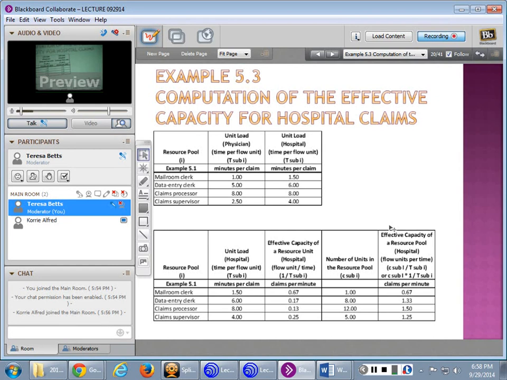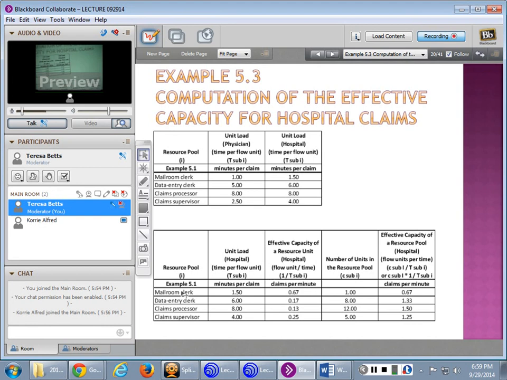Table 5.3 contrasts the unit loads, and that's what I've recreated up here, for the two types of products. For a physician, we had our minutes per claim of 1, 5, 8, and 2.5 for the different categories. For our hospital, we have mailroom clerk of 1.5, data entry clerk of 6, claims processor of 8, and a claims supervisor of 4.0. So let's redo what we worked with before for our physician, and do that for our hospital claim.